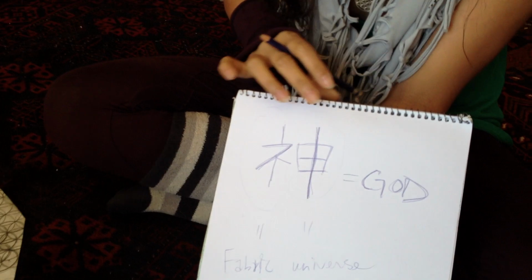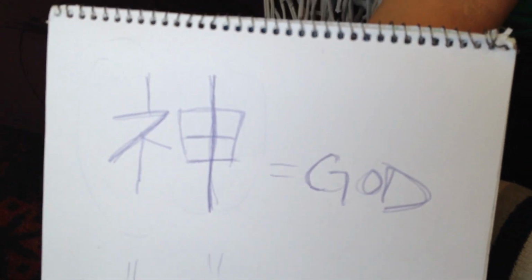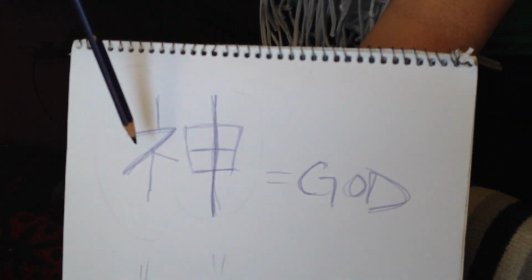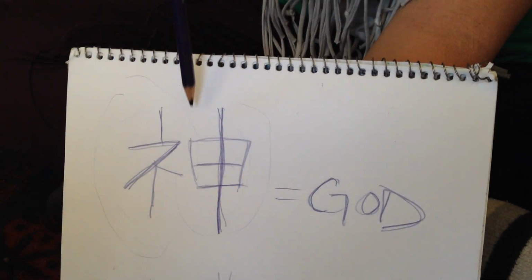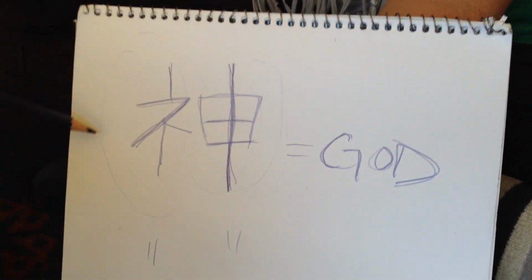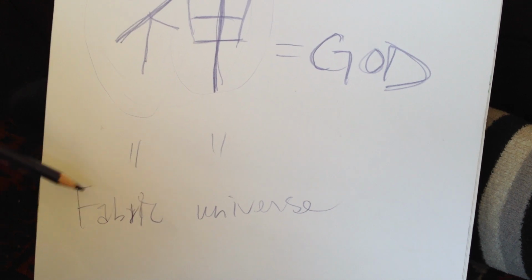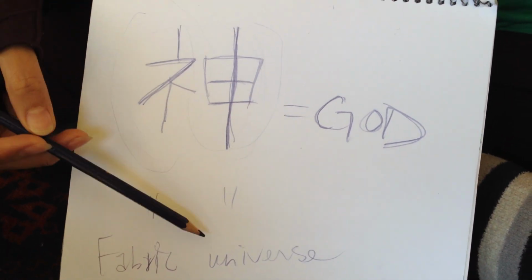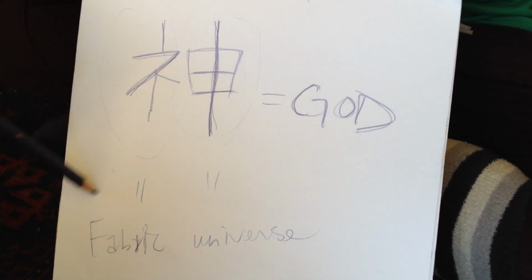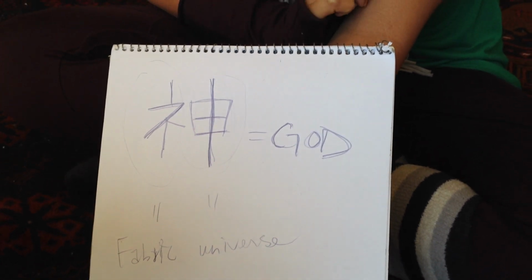So, in Chinese, this character means God. If you were to break it up and see what each symbol means, this symbol means clothing or fabric, and this symbol means universe. Together, God. So the fabric of the universe is God.